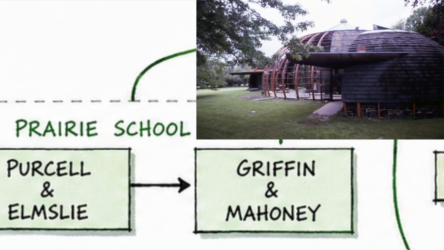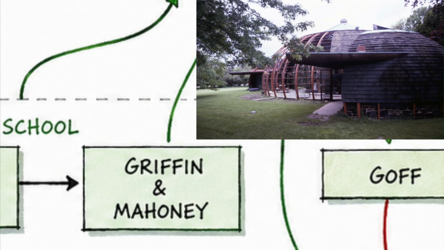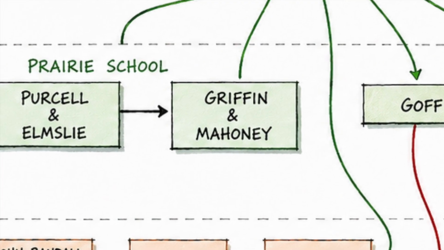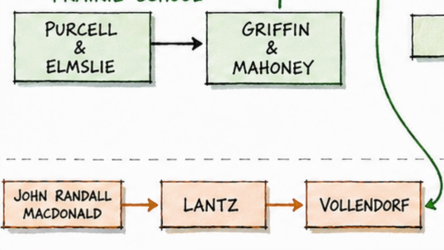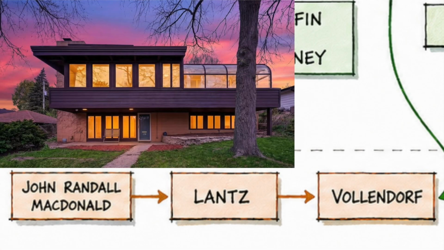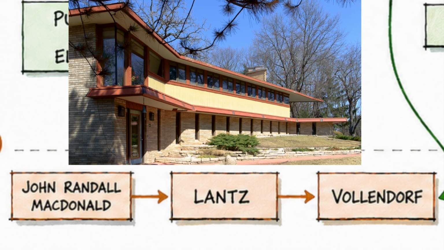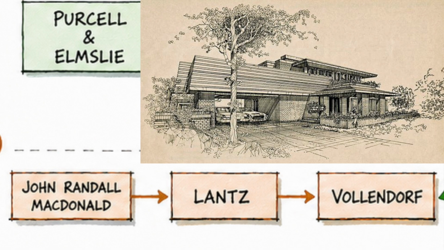And uniquely positioned, Bruce Goff. Never a Wright apprentice, his work was nonetheless influenced by Wright and the organic philosophy. The organic branch expands into dozens of lesser-known regional architects. To name just a few with whom I am personally familiar, John Randall MacDonald was an exceptional talent known as the poor man's Frank Lloyd Wright. Laverne Lance worked mainly in southeastern Wisconsin and was my mentor. Dean Brian Vollendorf, a former partner of MacDonald, also channeled the Wright aesthetic.